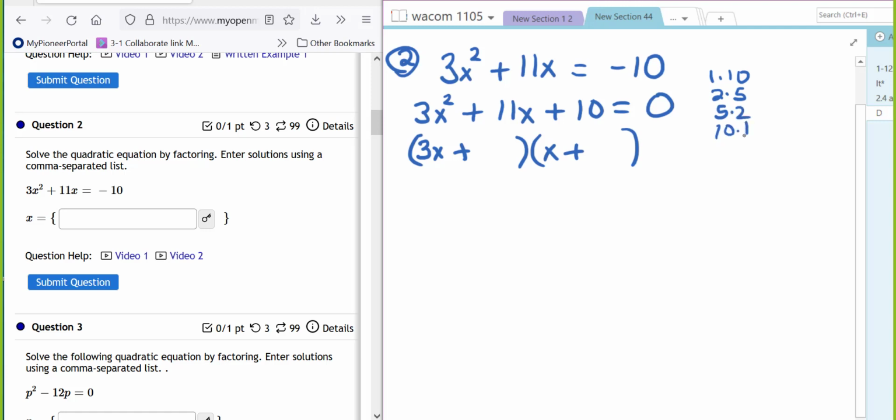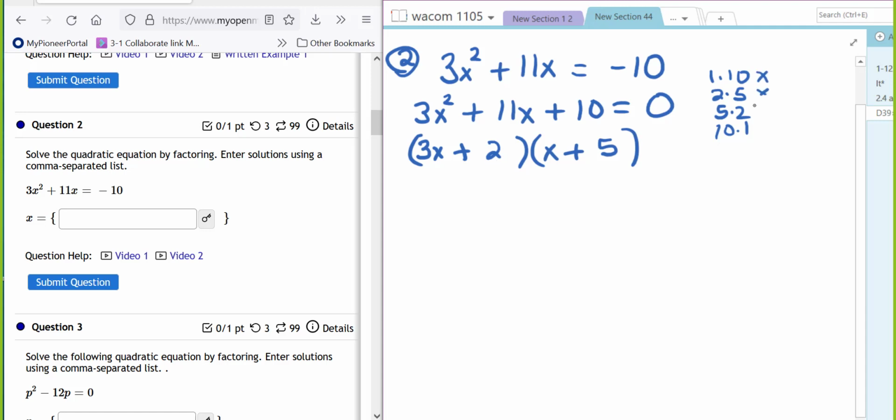And you can no longer look through the list and see what works because this spot is not 1. When you check, it's going to multiply by whatever is on the end. So if you try them, the 1 and 10 is not going to work. You would throw them in, and outside you're going to get 30. Plus 1 is 31. So that doesn't work. We could try the 2 and 5. That looks a little more reasonable. But we get 15x plus 2 is 17. That one doesn't work either.